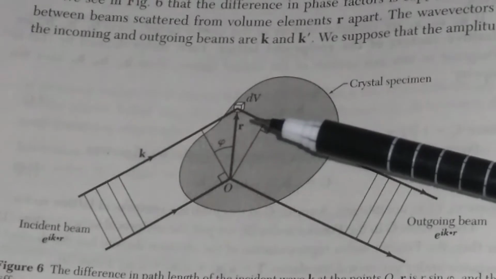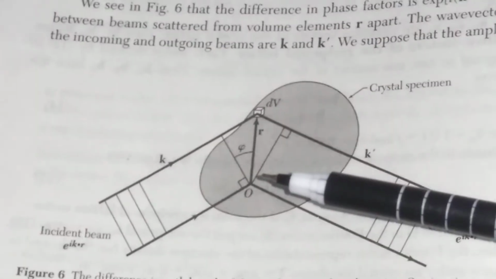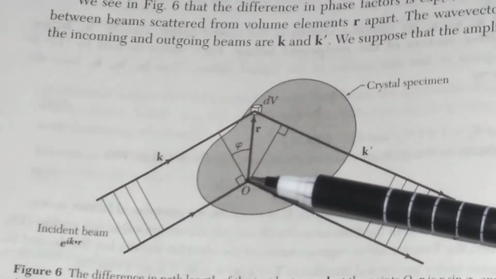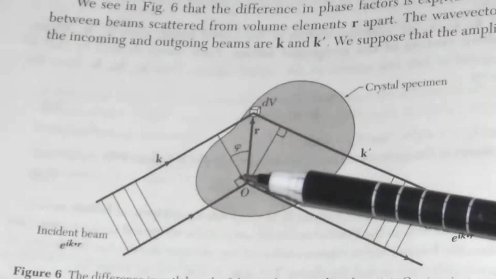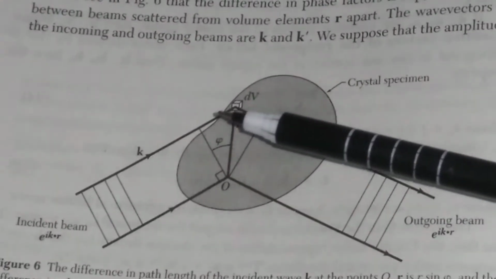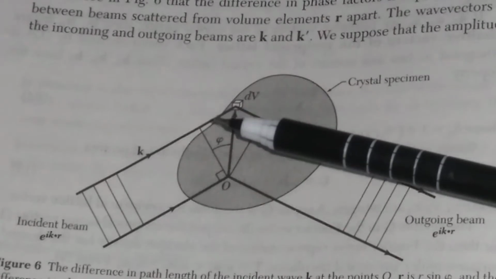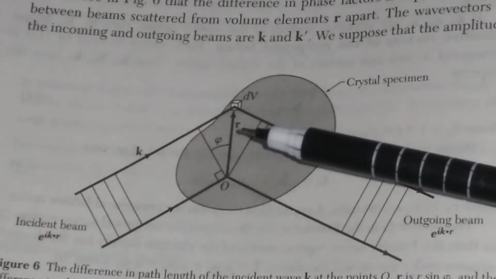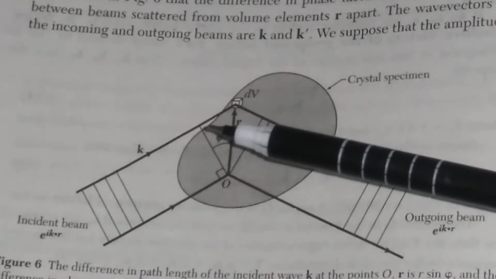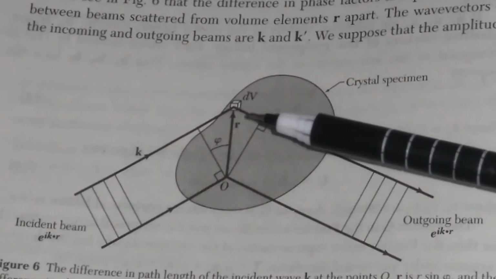Then what is the path difference between the incident waves? The path difference can be found out if you draw a perpendicular here, from this to this. So the path difference between the incident waves is this much, and the path difference between the outgoing waves is this much.